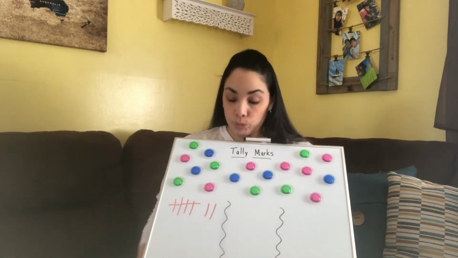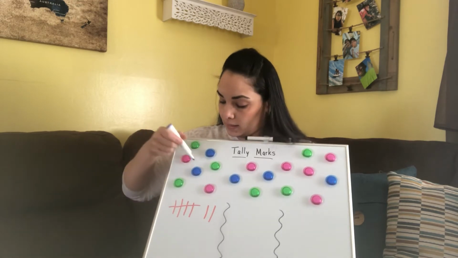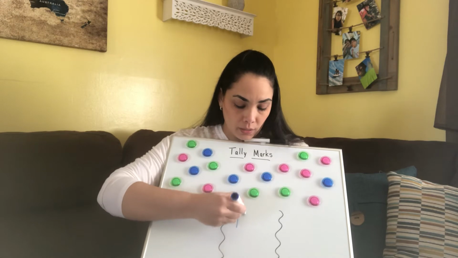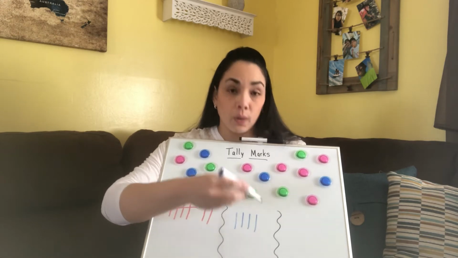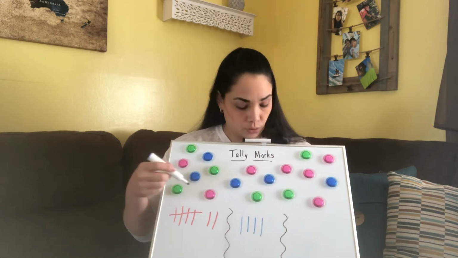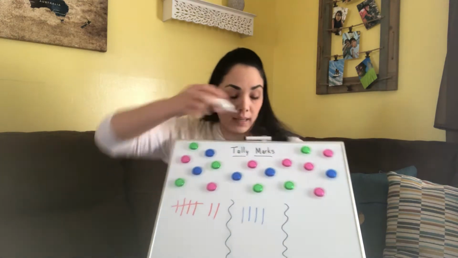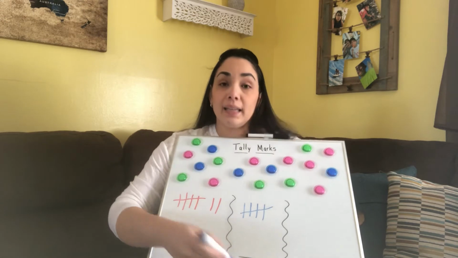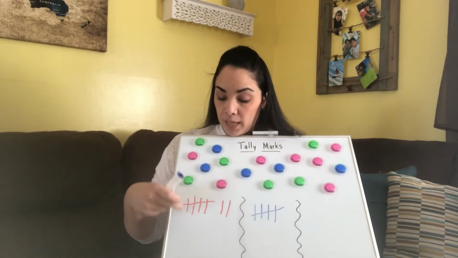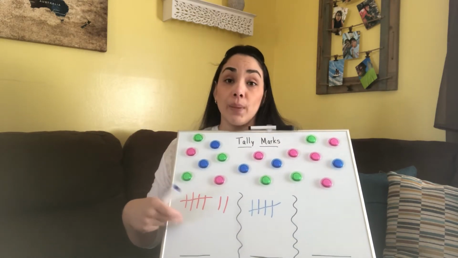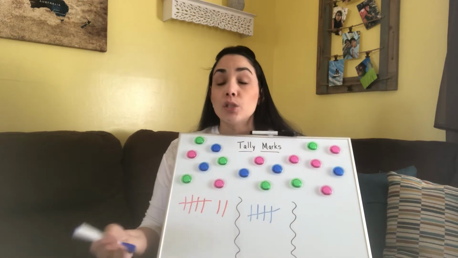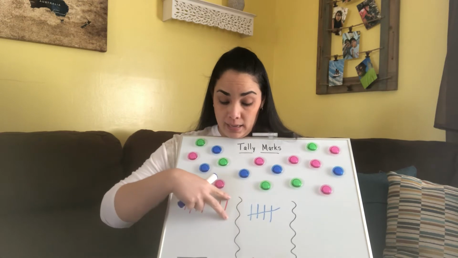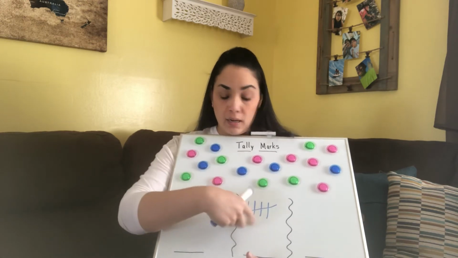Now we're going to do the blue ones. So help me out once again. 1, 2, 3, 4. And after the 4th one, what do I have to do? I'm going to cross it out. So now I can clearly see that I have more pink ones than blue ones, because I see here 2 more than these ones.